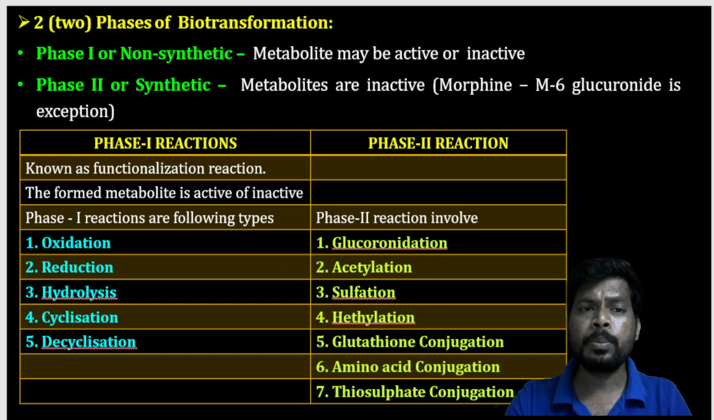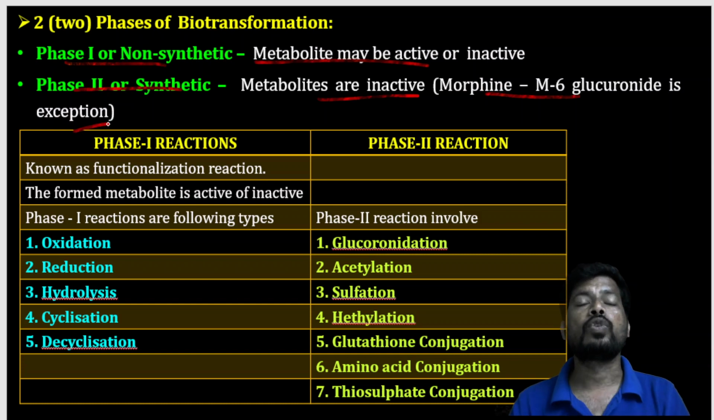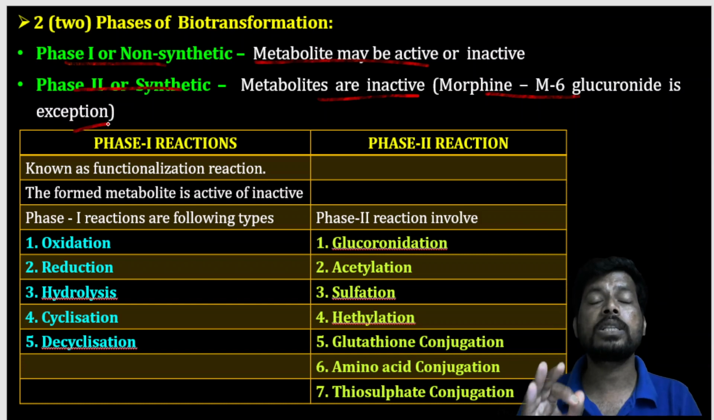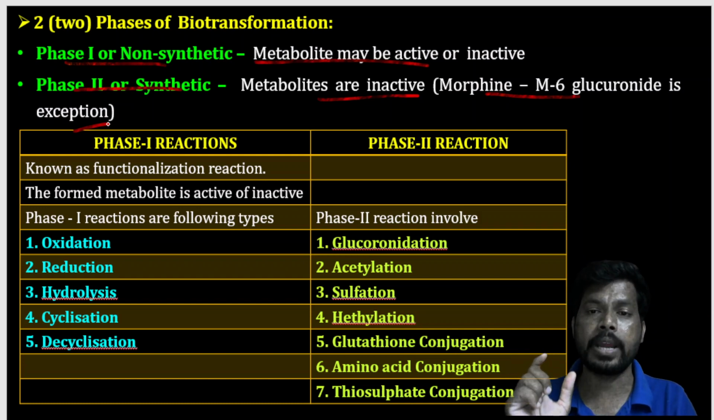Next, as I mentioned earlier, there are two phases of the metabolic reactions in the body. One is phase 1 or non-synthetic, where the metabolite may be active or inactive. Next, phase 2 or synthetic, where metabolites are inactive. That is, morphine 6-glucuronide is the exception. So phase 1 is also known as non-synthetic or functionalization reaction. Phase 2 reactions are also known as synthetic reactions or non-functionalization reactions.